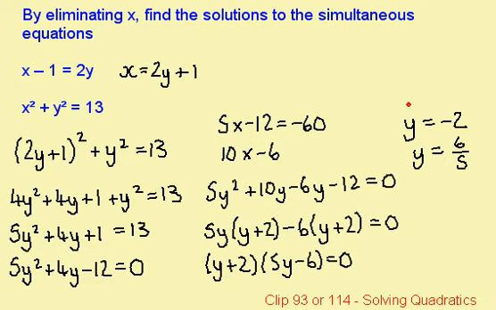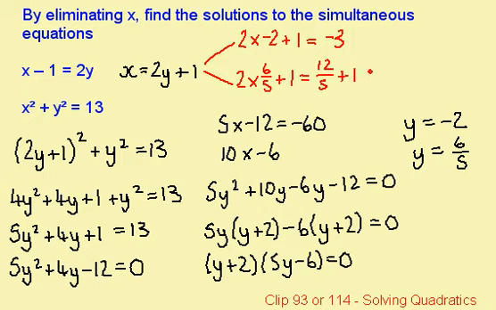I'm now going to use these values of y to calculate x using this equation. For the first value, which was minus 2, x is 2 times minus 2 plus 1. This gives me minus 4 plus 1, which is minus 3. For the second value of y, x is 2 times 6 over 5 plus 1. This gives me 12 over 5 plus 1, which is 17 over 5. I now have my two values for x and my two values for y.